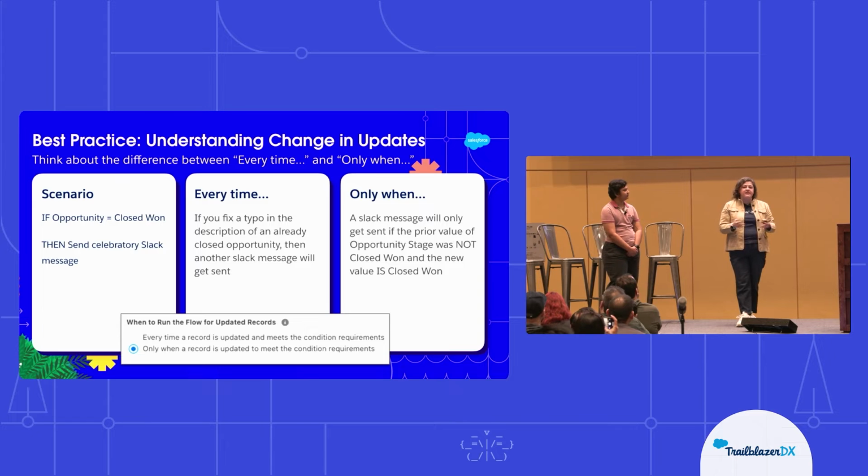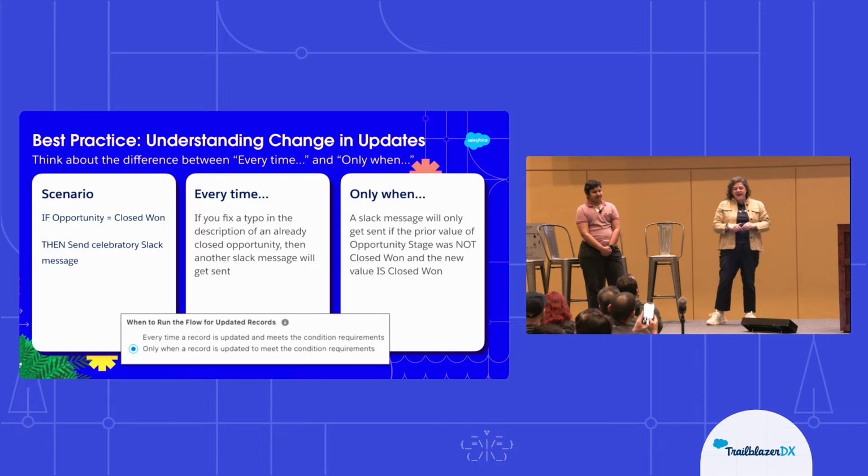So the best way I have to explain this is an example. You have an automation that says, when we close an opportunity, when we win, we want to send a Slack message to the wins channel with a hooray, you know, confetti, whatever.